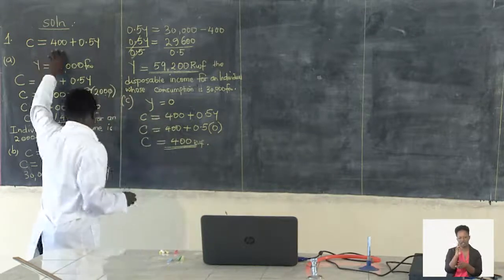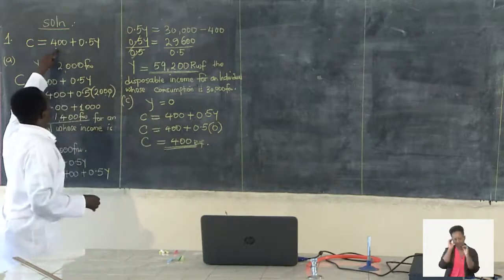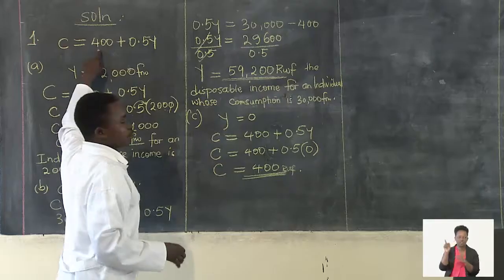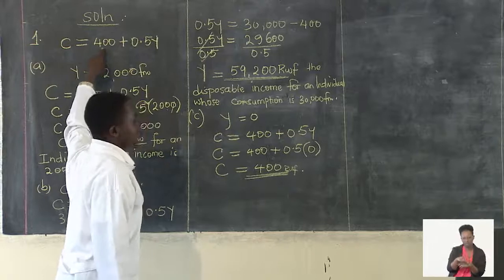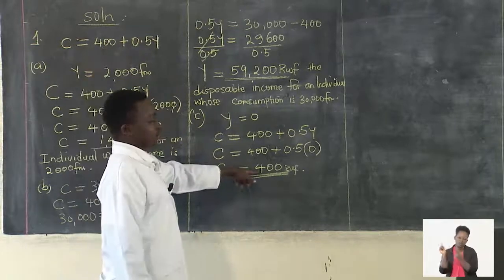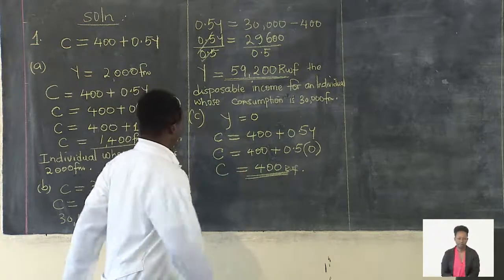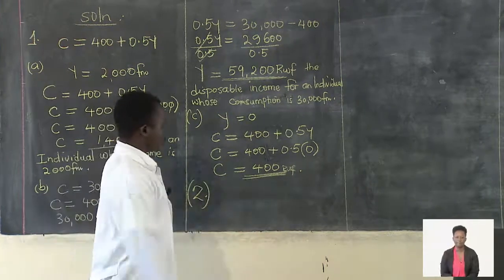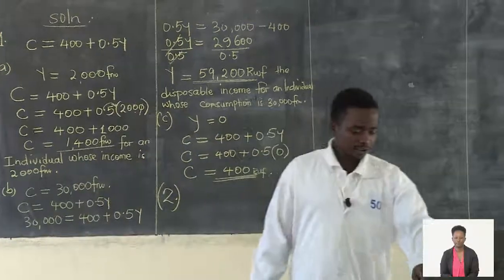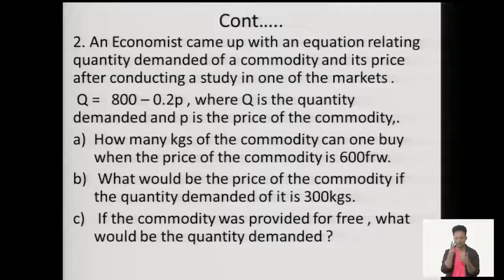That's why from this equation, this constant, we term it as the consumption at 0 income. 400 is consumption at 0 income. So it just comes this way. That is question 1, which we had. So let's go to question 2.